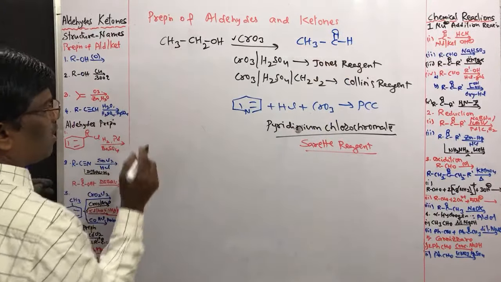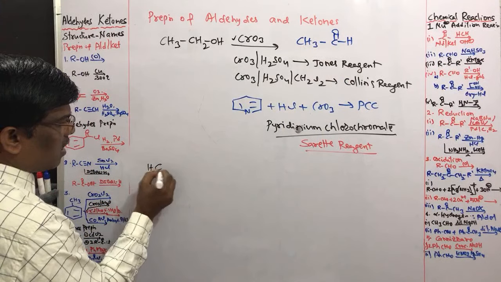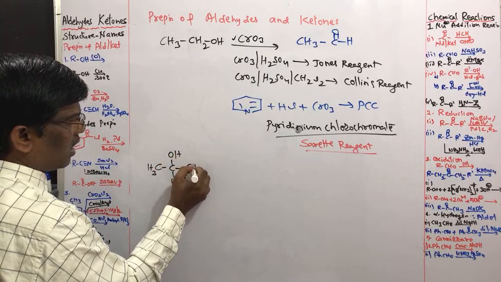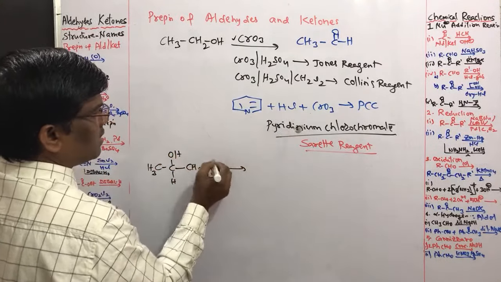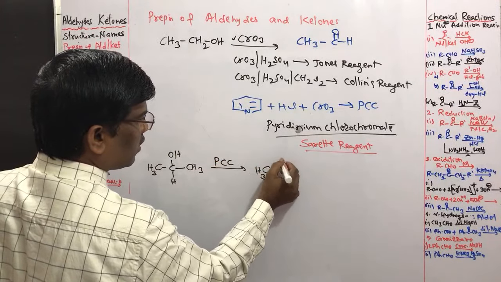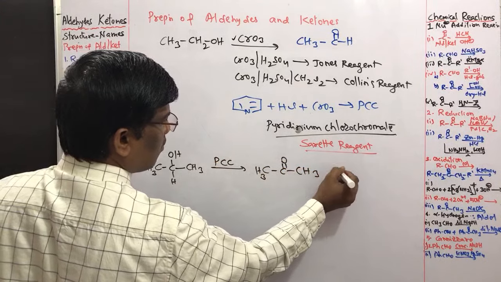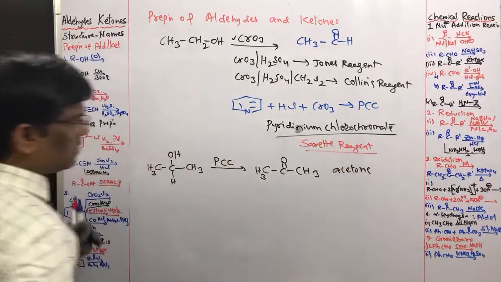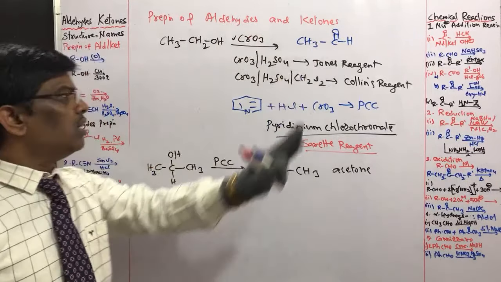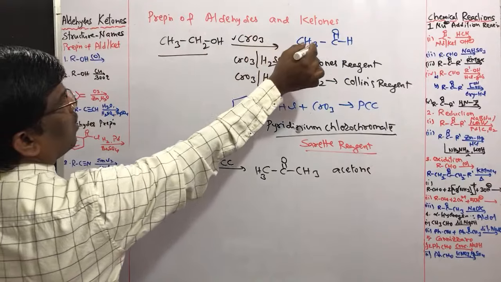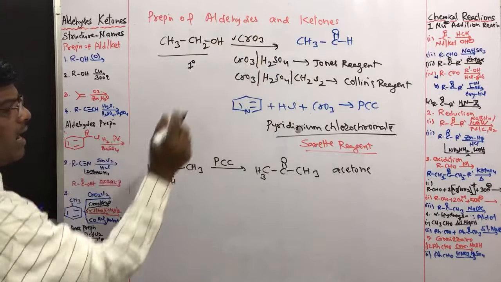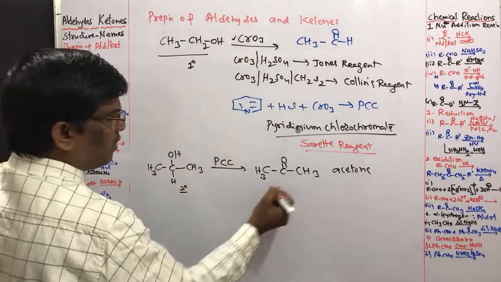In place of primary alcohol, if I take secondary alcohol, for example isopropyl alcohol, and PCC I am going to use, it is going to give ketone. Its common name is acetone. So like this, by oxidation of alcohols we can get carbonyl compounds. Whatever alcohol we take, if it is primary alcohol, you are going to get aldehydes. Secondary alcohols, you are going to get ketone.